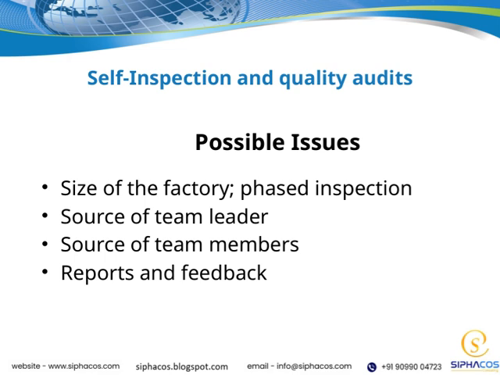Similarly, the source of team members matters. It's important to select skilled and reliable personnel who understand the standards we're aiming for. Reports and feedback are also key components. Regular, honest reporting helps us identify issues early and make continuous improvements. Then, there's the importance of self-inspection and quality audits. These internal checks empower us to maintain high standards and catch potential problems before they escalate. Overall, being aware of these potential issues allows us to proactively address them, maintaining a smooth and efficient quality assurance process that supports our overall goals.